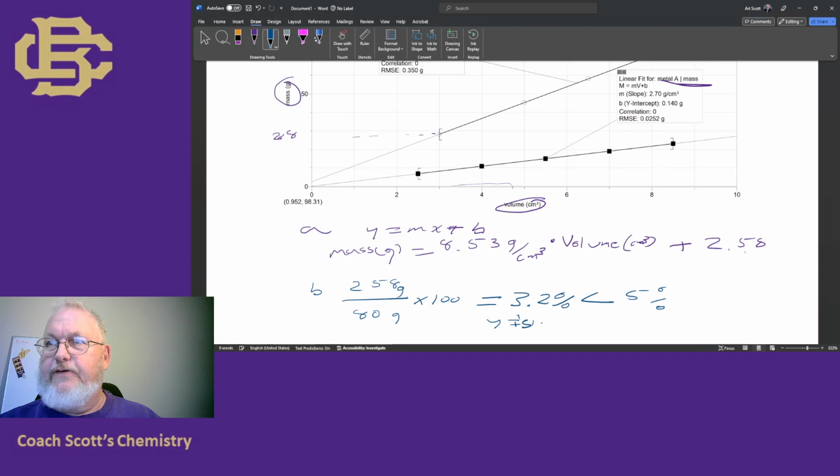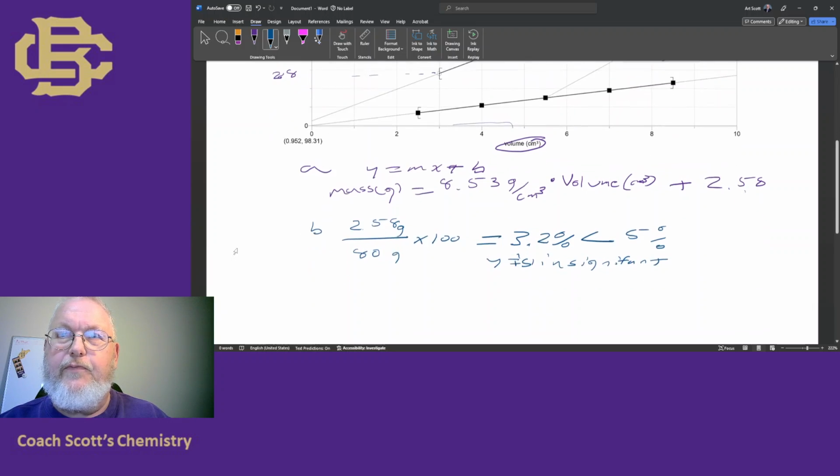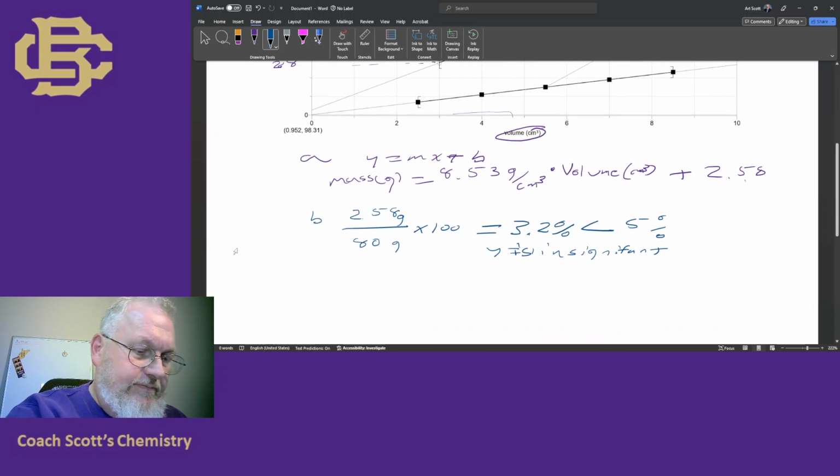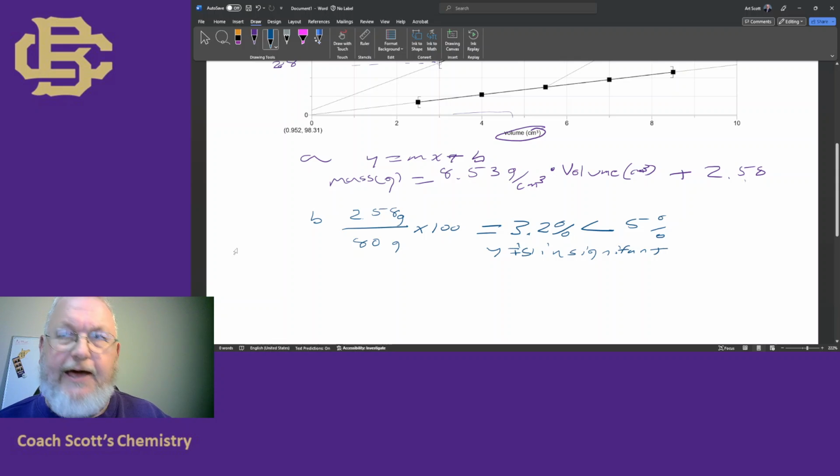Y is insignificant. It's not going to matter that much. You can trust your numbers, in other words. I figured out by looking at the x max or the y max, by my y-intercept, I found out that it's less than 5% of my max. So I'm pretty good. That would answer a question like that.